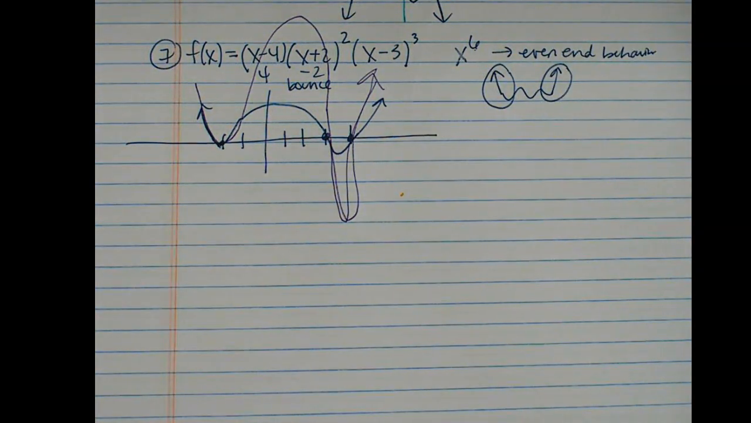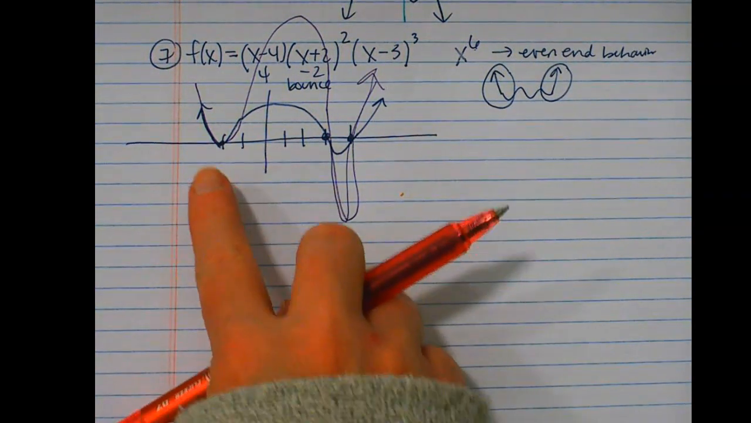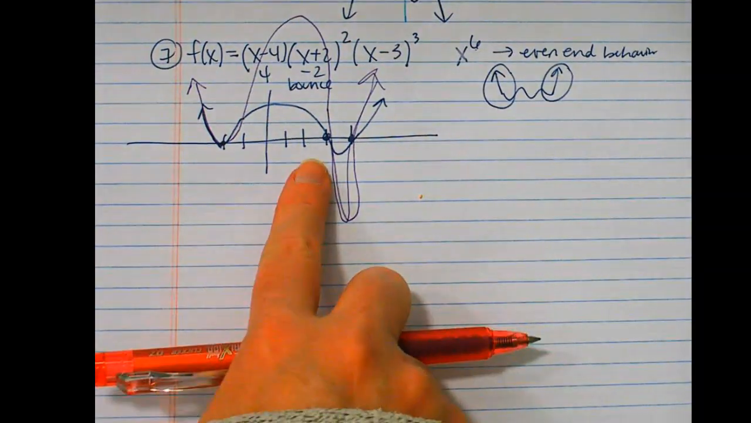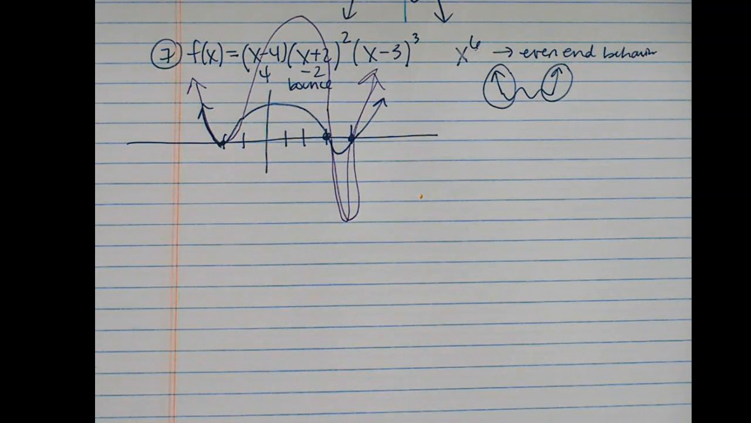I don't know exactly how high it goes, but I just know it has this general shape where it goes up on the ends and has these 3 zeros. Okay? Okay. And then what was our last one?